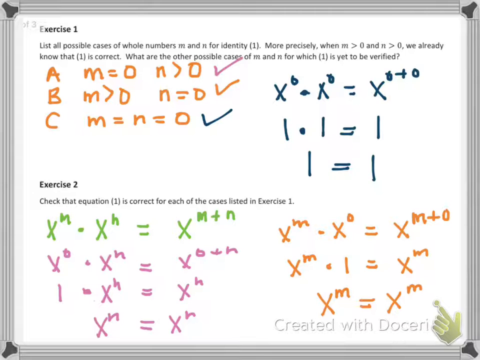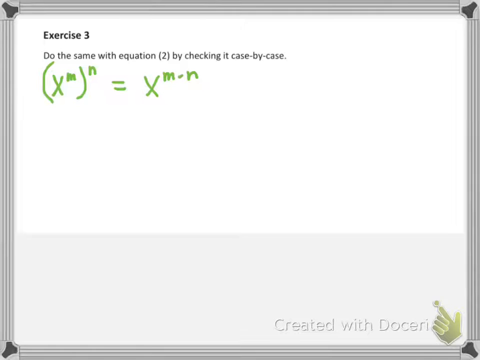So anything raised to the 0 power would have to be equal to 1, and that works perfectly for that first equation. All right, so let's move on to the second equation, where we raised an exponent to another exponent. And remember, we're going to have three cases. I'll write them over here.